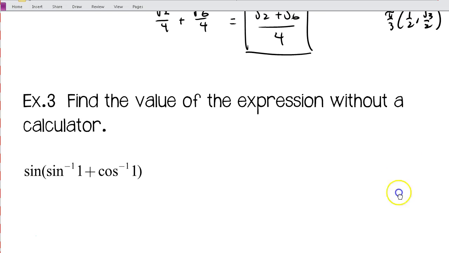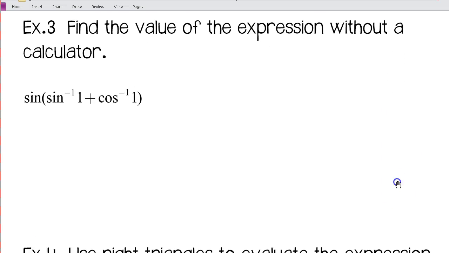Alright, moving on to something a little bit different. We want to find the value of this expression without a calculator. And although it looks a little bit scary, let's work it from the inside out and pick it apart. So first, I'm going to look at the sine inverse of 1. Since this is a sine inverse problem, I'm looking for an angle that has a y coordinate of 1, and we know it's got to be on that right half of the circle.